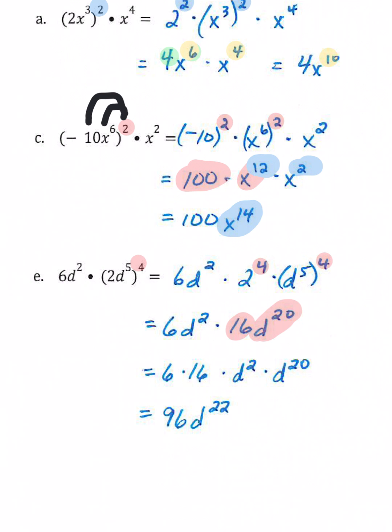Then this next step, all I actually did was I just rearranged 6 times 16 d squared times d to the 20th power. Then I went and did 6 times 16 and d squared times d to the 20th. So I rearranged, then I multiplied them together. If we add the exponents together of d squared and d to the 20th, we get a new exponent of 22.